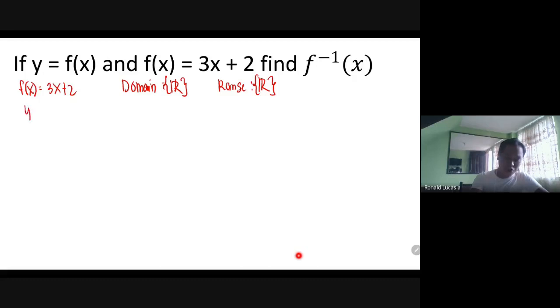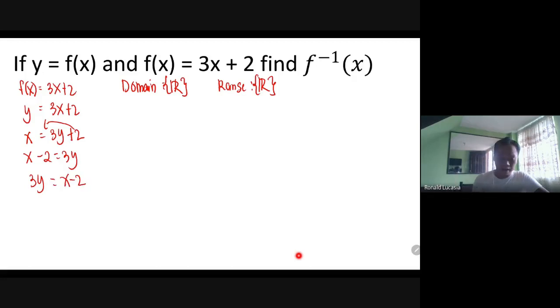Okay, the first step is to change f of x into y. And then the second step is to interchange the position of x and y. So y becomes x now, and 3x becomes 3y plus 2. That's step number 2. And we have to solve for y in terms of x. So solving for y now, x minus 2 is equal to 3y, which is the same as 3y equals x minus 2. Divide both sides by 3. So our y here is (x minus 2) over 3.